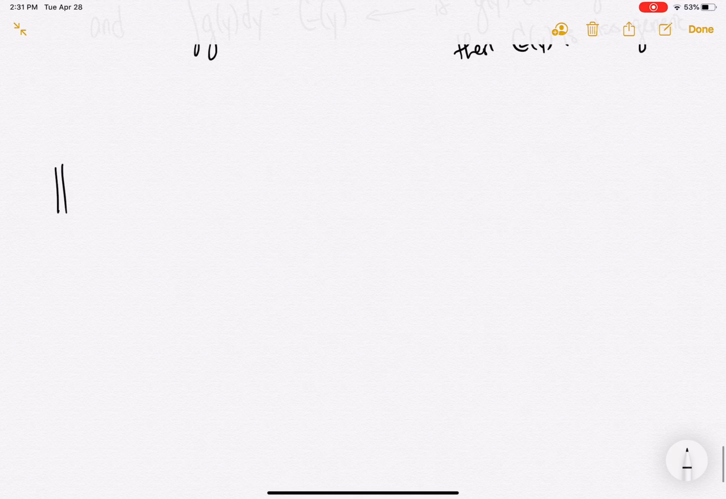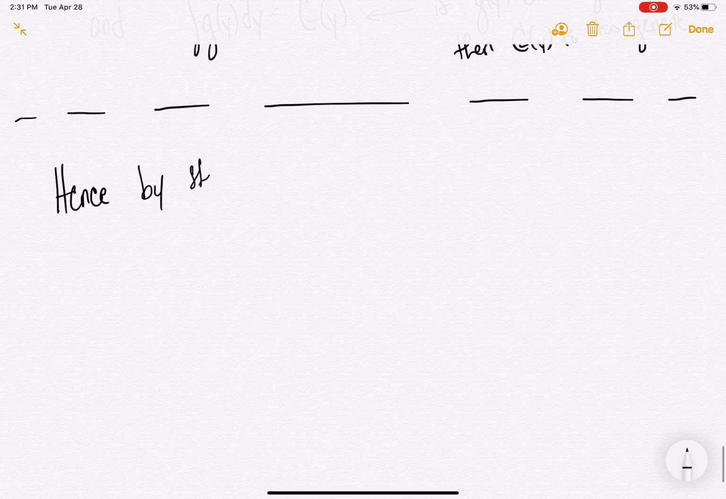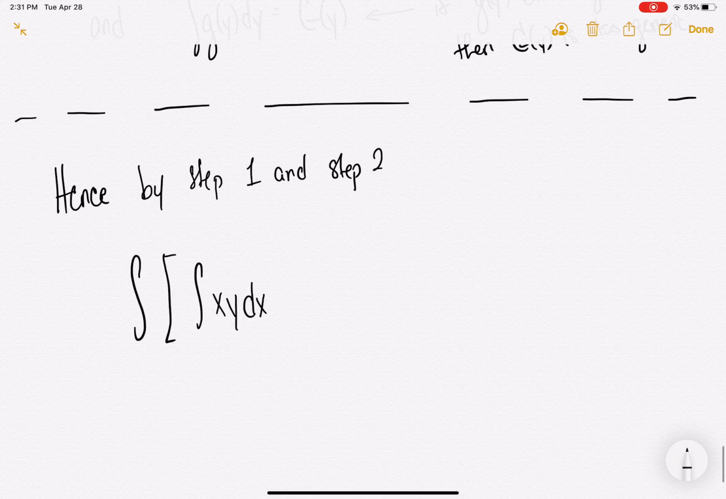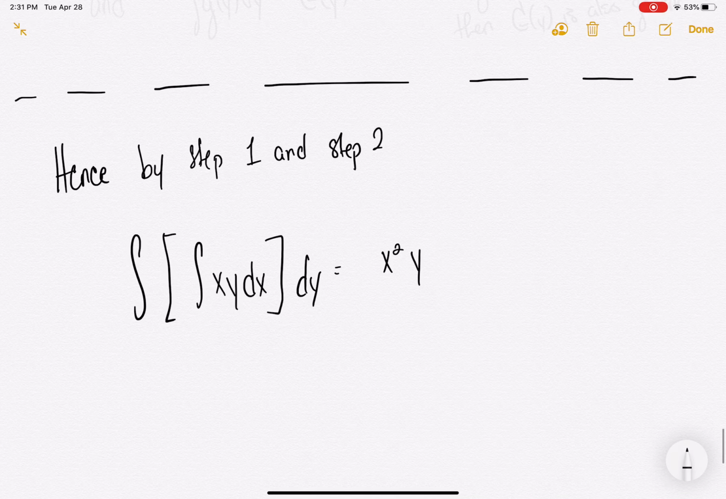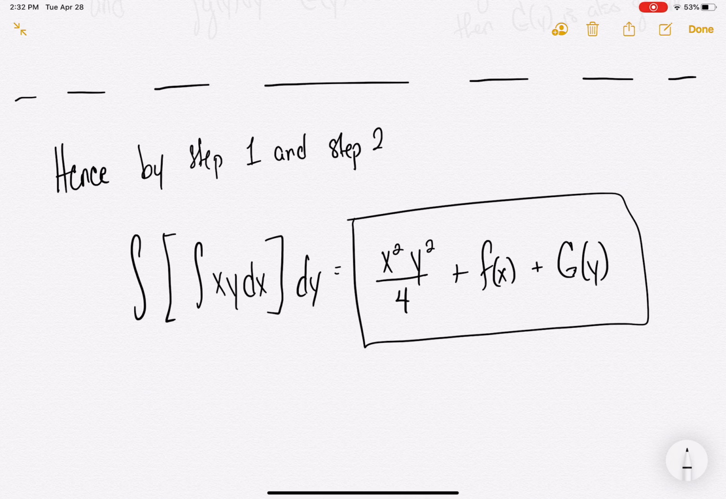Hence, by step 1 and step 2, this double integral, that's what we call it, x y dx dy, is actually equal to x squared y squared over 4 plus f of x plus capital G of y. It doesn't matter if you use capital or lowercase g's or f's or whatever. This is the answer the exam gives.